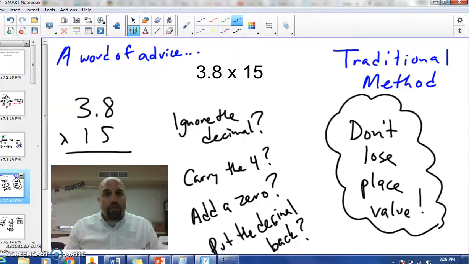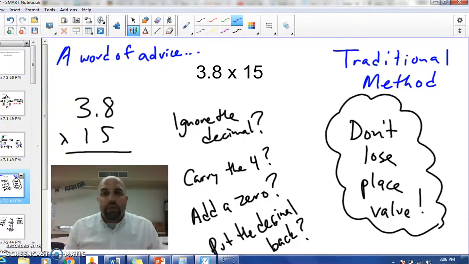Got to really be careful here. After they're done multiplying 5 times 8 and then 5 times 30, then they have to multiply 10. And so I had some people say, well, we're going to add a 0 there. You're not going to add a 0. I don't really understand what that means. What you really need to do is understand place and place value.